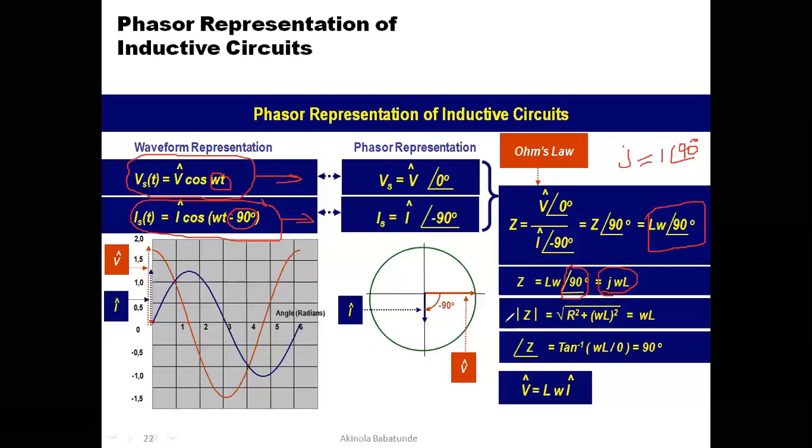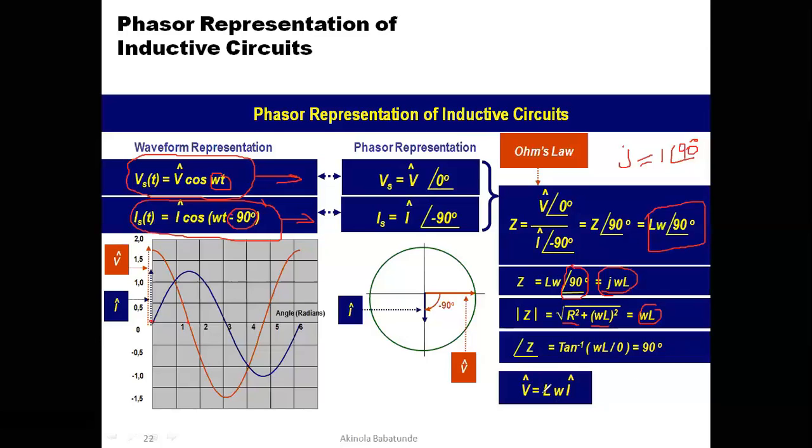If you want to find the magnitude Z of the impedance, it's going to be the square root of R squared, where R is the resistive part of the circuit, plus WL squared, the inductive part of the circuit. That's how you find the magnitude of Z. And if you want to find the phase angle, it will be tan inverse of WL over 0, which is tan inverse of infinity, by the way, and that gives you 90 degrees.